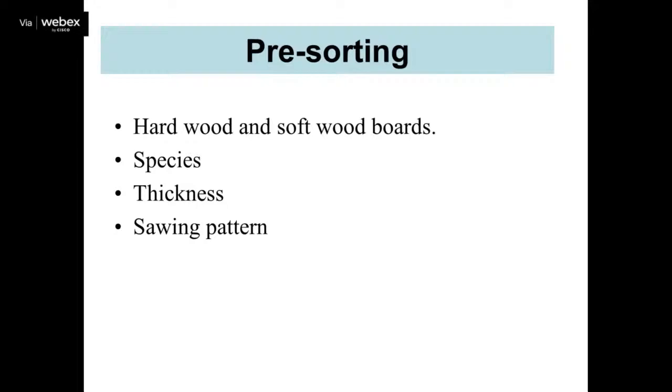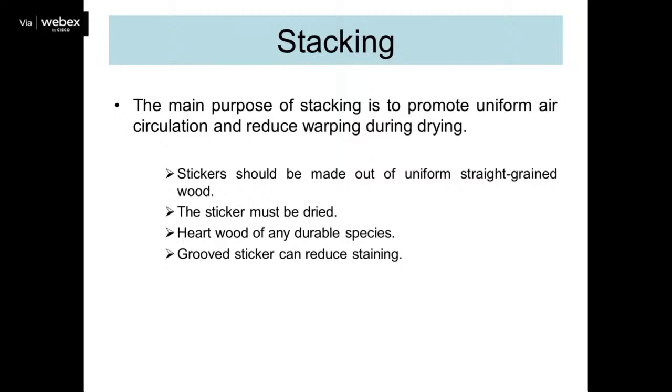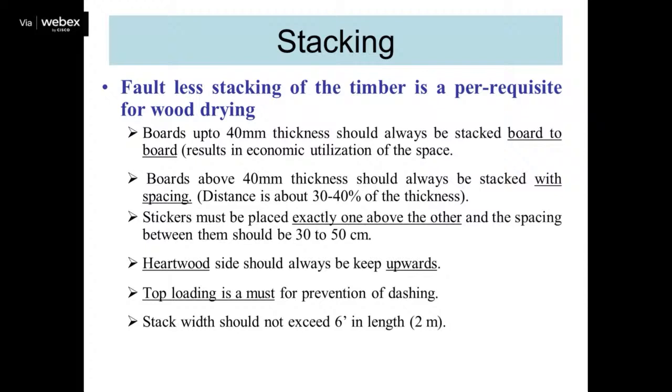Then comes the stacking. Stacking of the timber is also very important before keeping the planks inside the kiln or air drying them for reducing moisture content. Faultless stacking of the timber is a prerequisite. Boards up to 40 mm thickness should always be stacked board to board. Boards above 40 mm thickness should always be stacked with spacing. The stickers must be placed exactly one above the other, and the spacing between them should be 30 to 50 centimeters. The hardwood side should always be kept upward, and top loading is a must for prevention of warping.